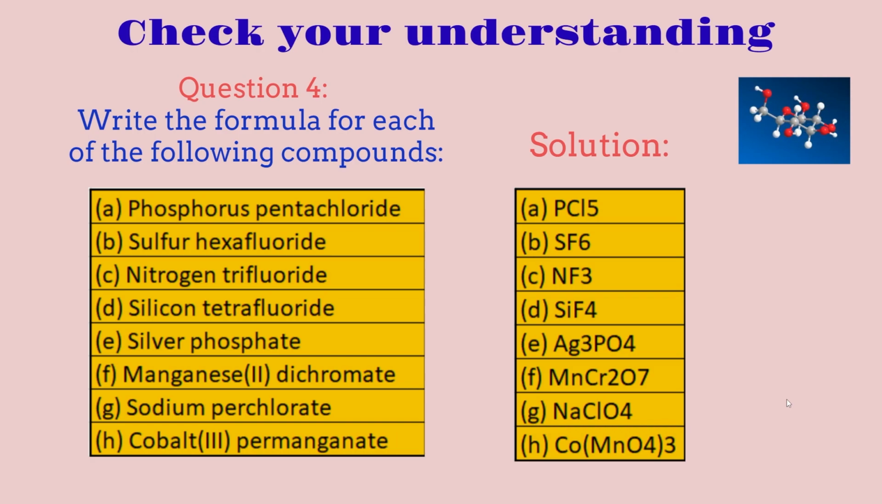For the next one, we have manganese 2, which means that there's multiple cations, and then dichromate. So in this case, it is MnCr2O7. And for the next one, we have sodium perchlorate, and in this case, it is NaClO4. And for the last one, we have cobalt 3 permanganate, and in this case, the formula is Co, and then inside the bracket, MnO4, and outside is 3. So this summarizes question number 4.